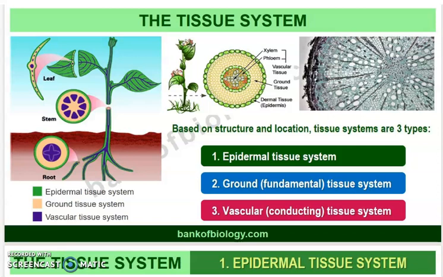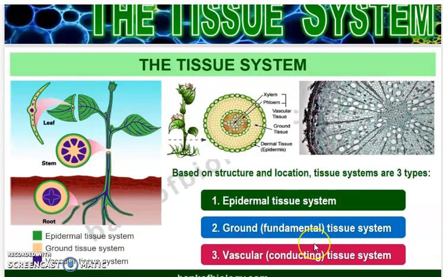So on the basis of their structure and location, there are three types of tissue system. And what are the three types of tissue system? Epidermal tissue system, the ground or the fundamental tissue system, and the vascular or conducting tissue system. So these are the three different types of tissue system, right?